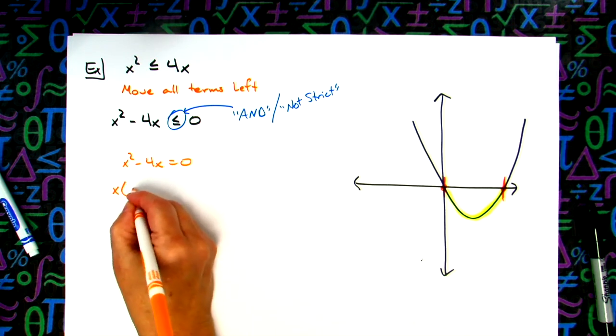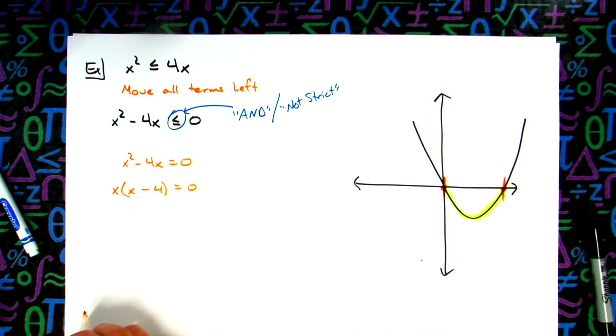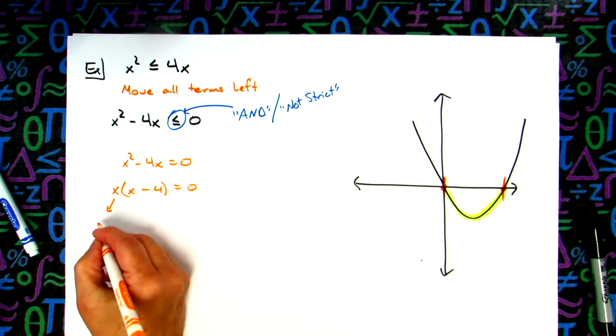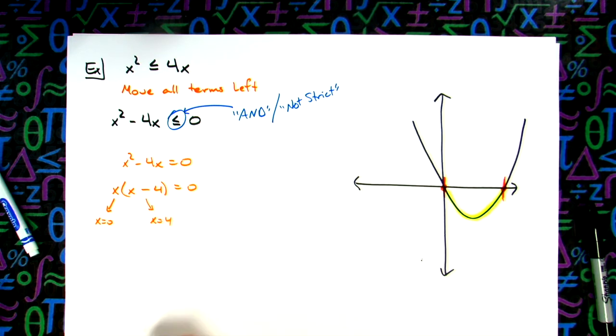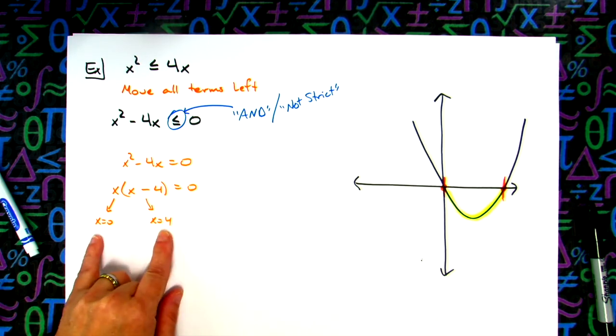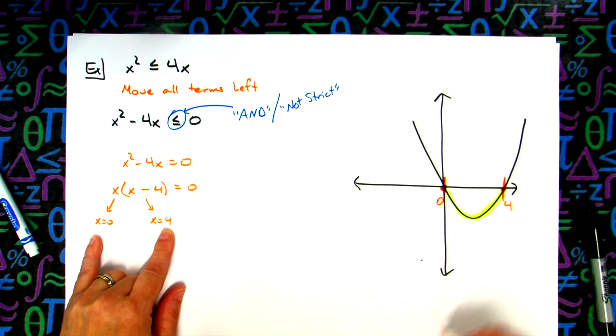Factor out an x, so then I'm going to have x times x minus 4. All right, zero product principle. Set everything equal to 0. x equals 0. x equals 4. So yes, I looked ahead, so I kind of knew this one was going to be a 0, and this one is going to be a 4.